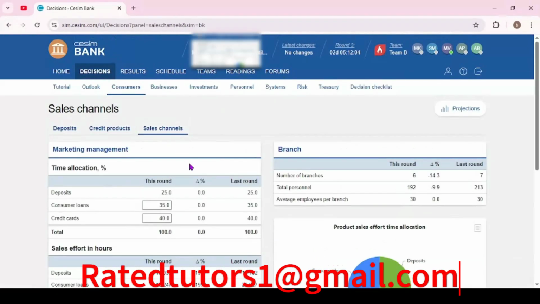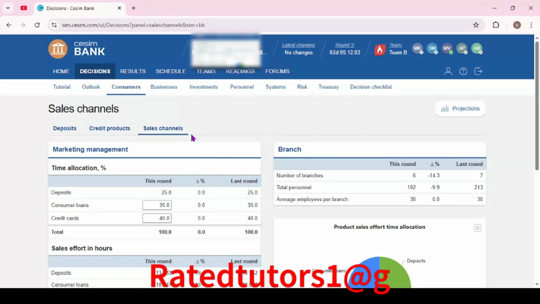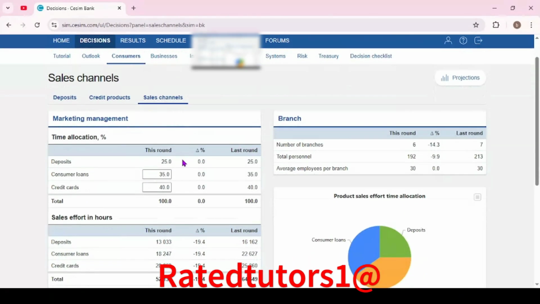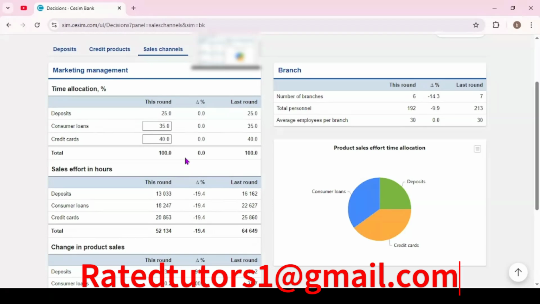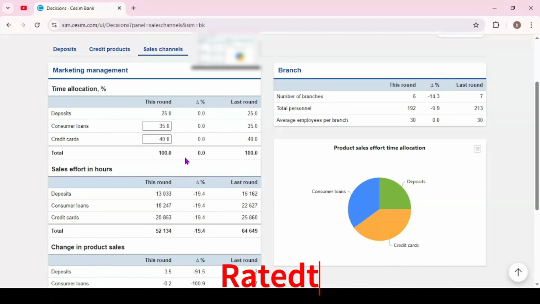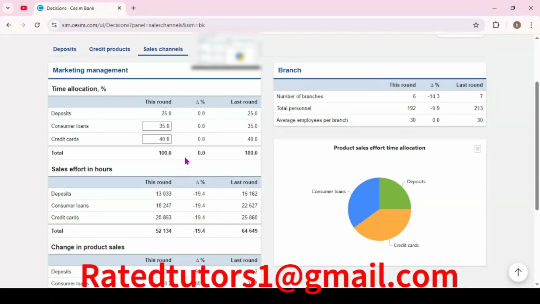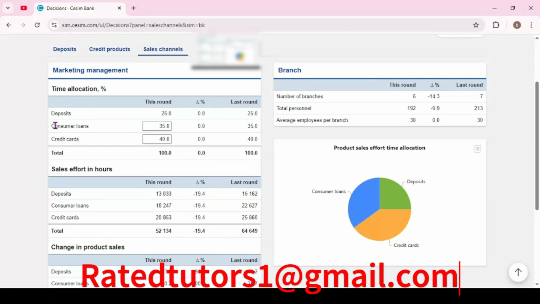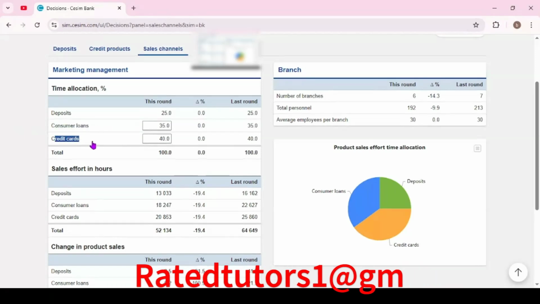Next, under the consumers, we have the sales channels. The sales channels are simply the interface between your products and your customers. So you must make sure that you align the channel strategy with the target customer behavior. And also we have to increase our digital presence for cost effectiveness and scalability under the sales channel. So here we normally make decisions for the consumer loans and the credit cards, and that's it.